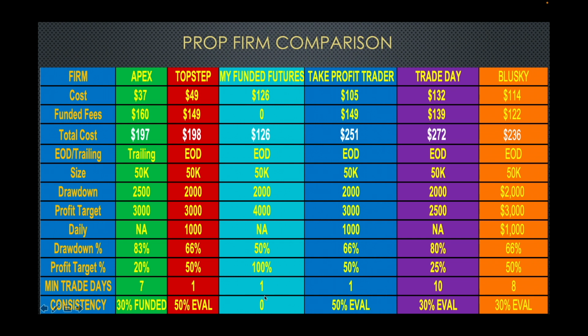So they all have their little quirks. I would stay away from Take Profit Trader just because it gives you a daily drawdown of $1,000 and you lose your account completely. So you only have $1,000 to play with. Same thing with Blue Sky. I'd probably stay away from that if I was going to do it.